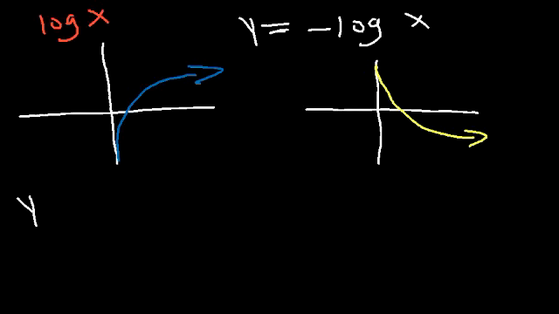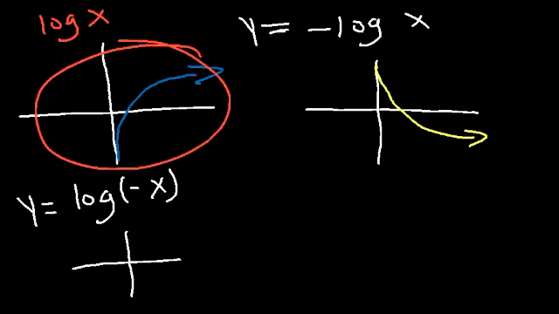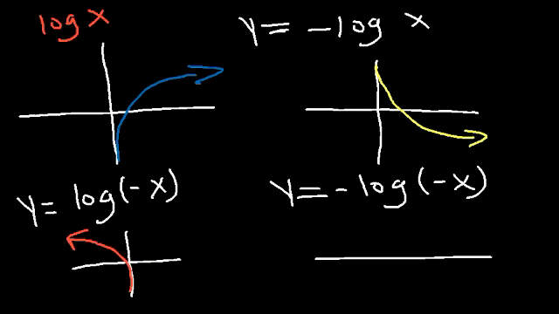Now what happens if we put a negative in front of the x instead of in front of the log? In this case, it's going to reflect over the y-axis. So relative to this graph, it's going to go towards the left. And what if we have a negative in front of the log and in front of x? In this case, it's going to reflect over the origin, so it's going to go towards quadrant 3.